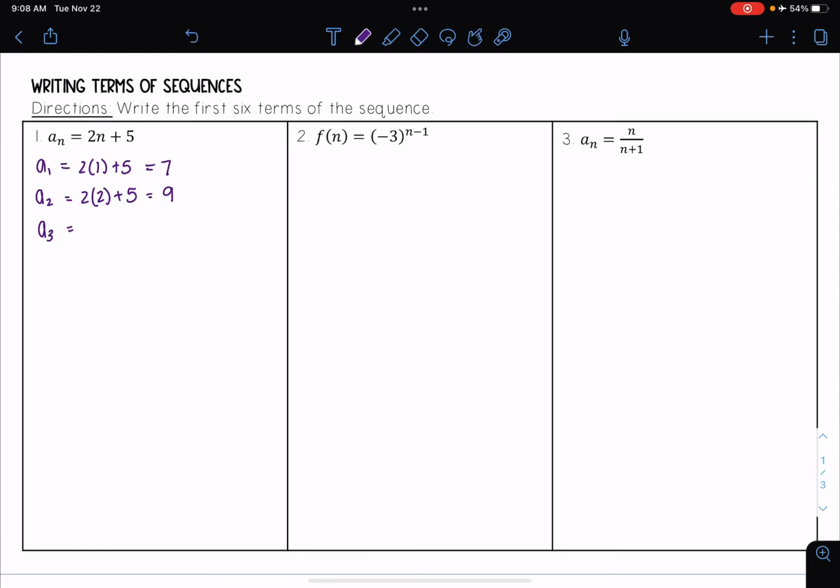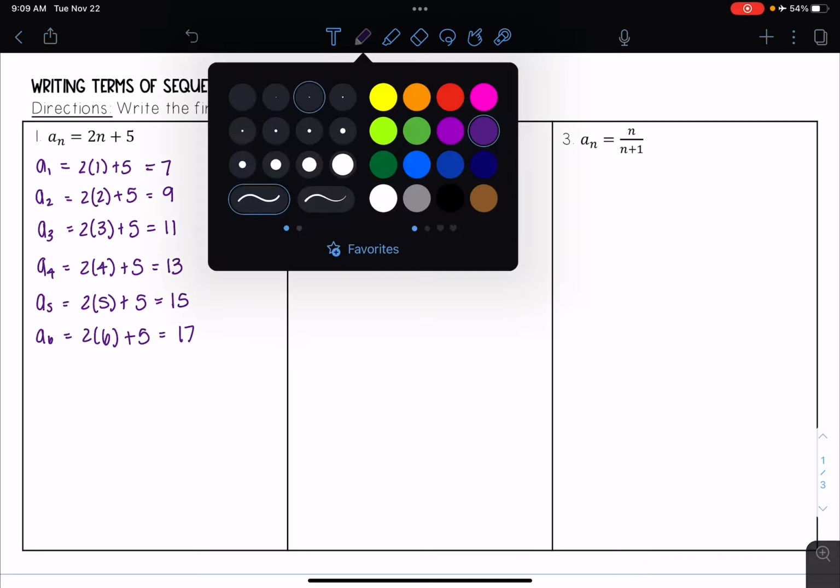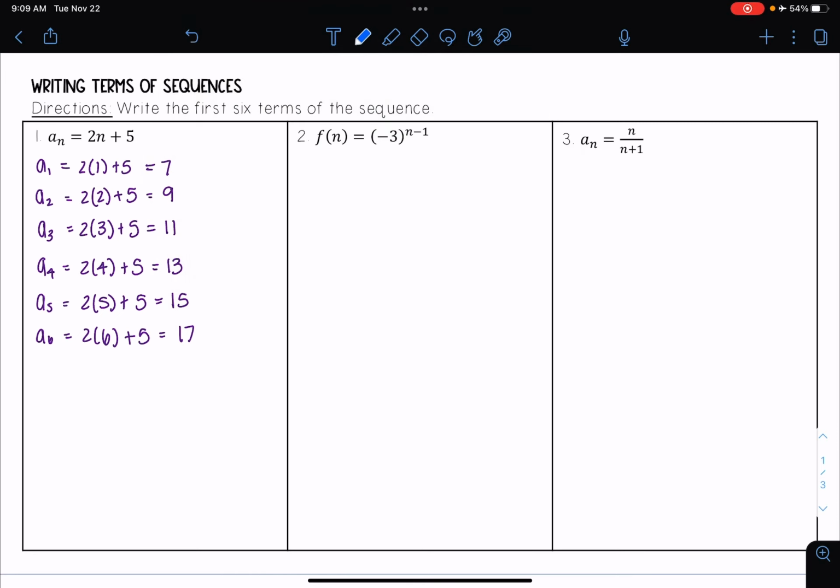And I can keep going on. And this is going to equal 11. A sub 4 is equal to 2 times 4 plus 5, which is equal to 13. A sub 5 is equal to 2 times 5 plus 5, which is equal to 15. And then a sub 6 is equal to 2 times 6, which is 12, plus 5, which is 17. And so that means my first 6 terms of the sequence are 7, 9, 11, 13, 15, 17.